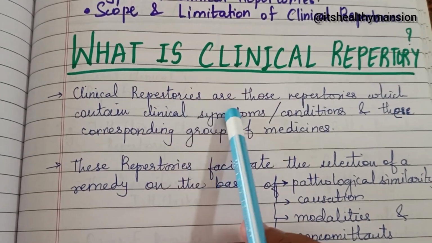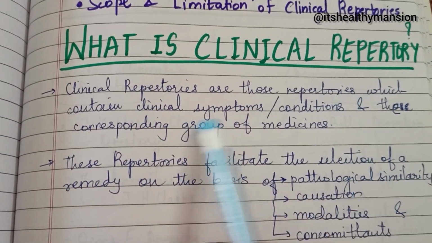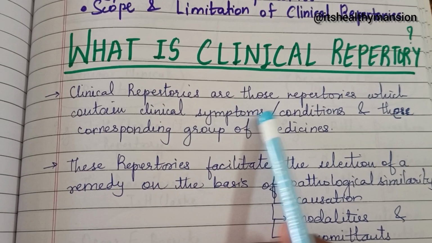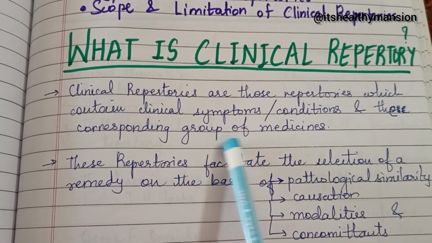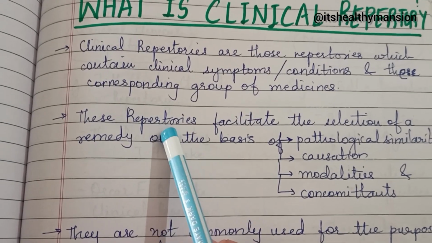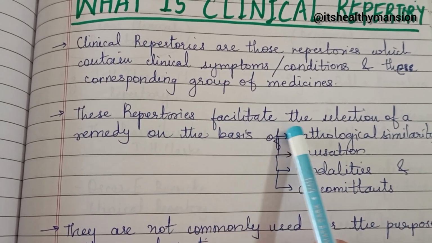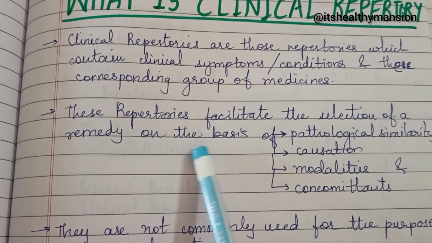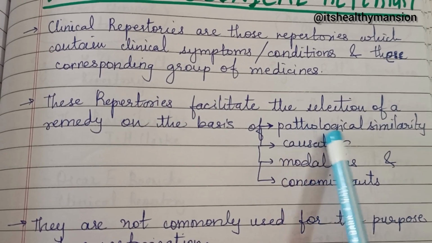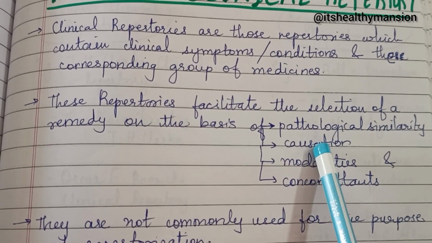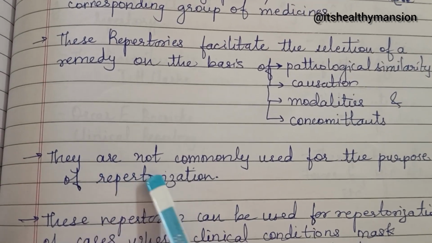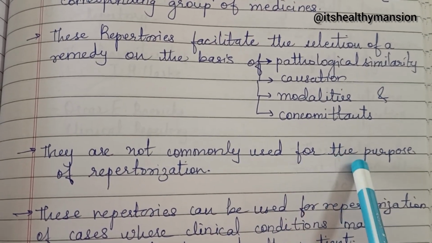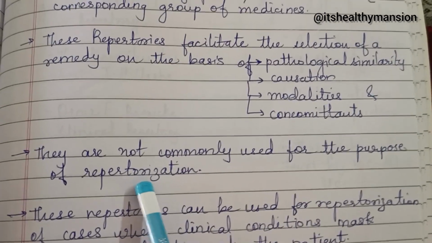Clinical repertories are those repertories which contain clinical symptoms, conditions, and the corresponding group of medicines. These repertories facilitate the selection of a remedy on the basis of pathological similarity, causation, modalities, and concomitance. They are not commonly used for the purpose of repertorization.